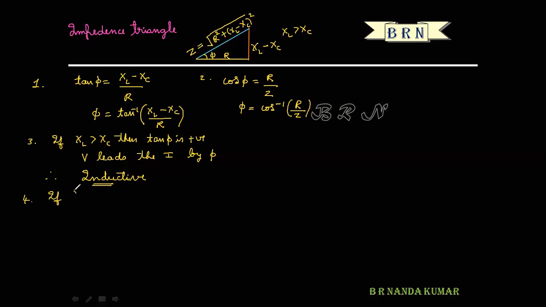If XC is more than XL, then tan phi is negative. Tan phi is negative, phi is also negative, is it not? XC is more than XL, so tan phi is negative, so even phi is negative. So in this case, the voltage lags behind the current by an angle phi radian.